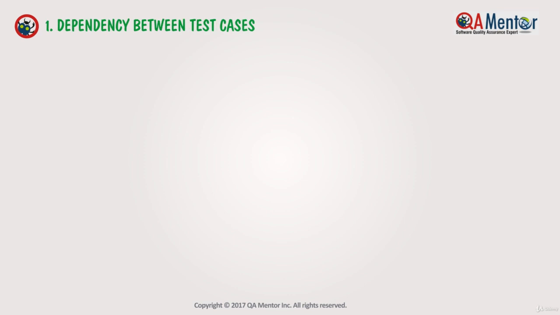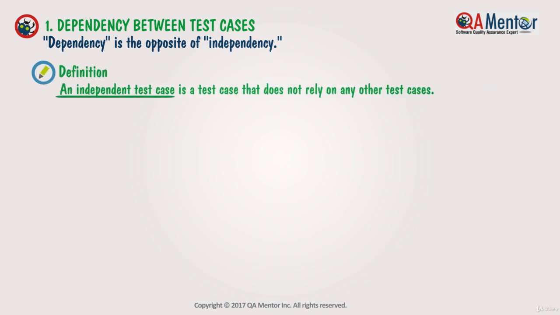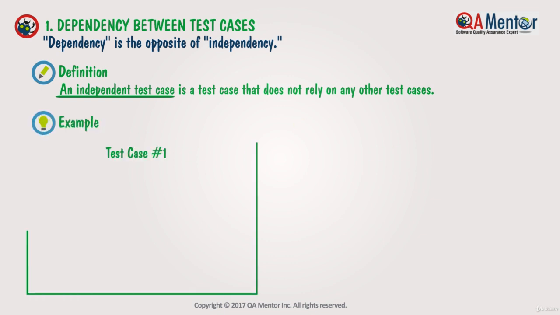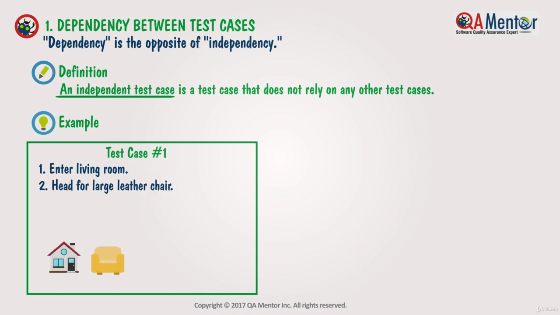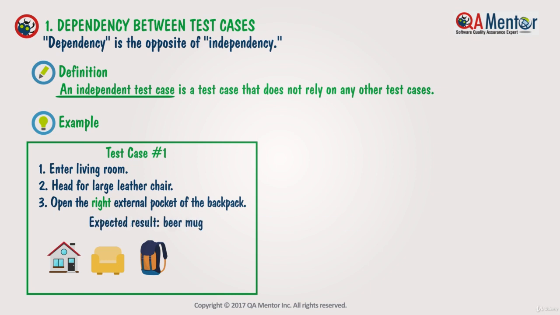Dependency between test cases. Dependency is the opposite of independency. An independent test case is a test case that does not rely on any other test cases. Example: Test case 1. The steps: enter living room. Head for large leather chair. Open right external pocket of backpack. Expected result: beer mug.